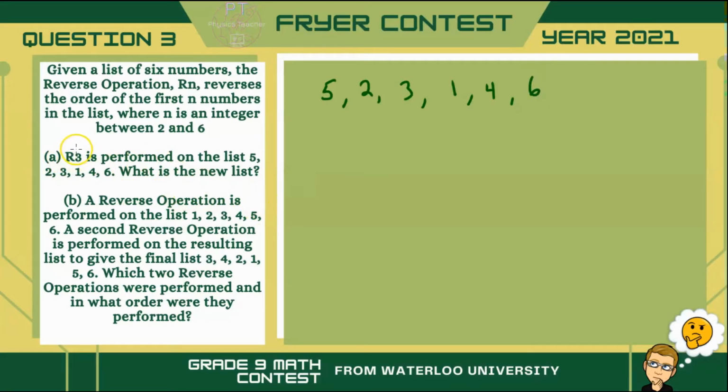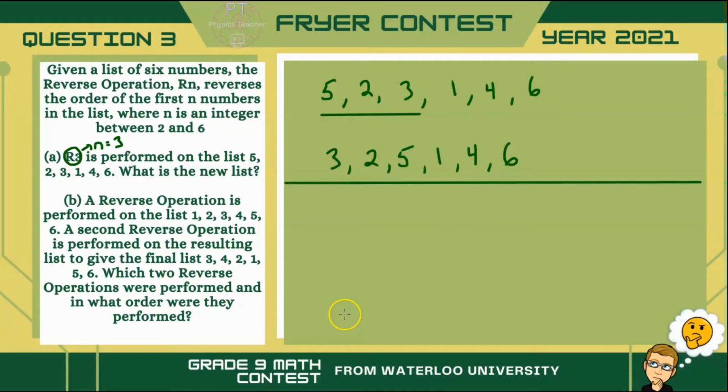So let's look at what this reverse operation is. What it does is reverse the order of the first n numbers. In this case, n is 3, and so it's going to reverse the first 3 numbers. So 5, 2, 3 will be reversed, and it will be 3, 2, 5. Now the rest of the numbers aren't going to change. And so the answer for part A is this.